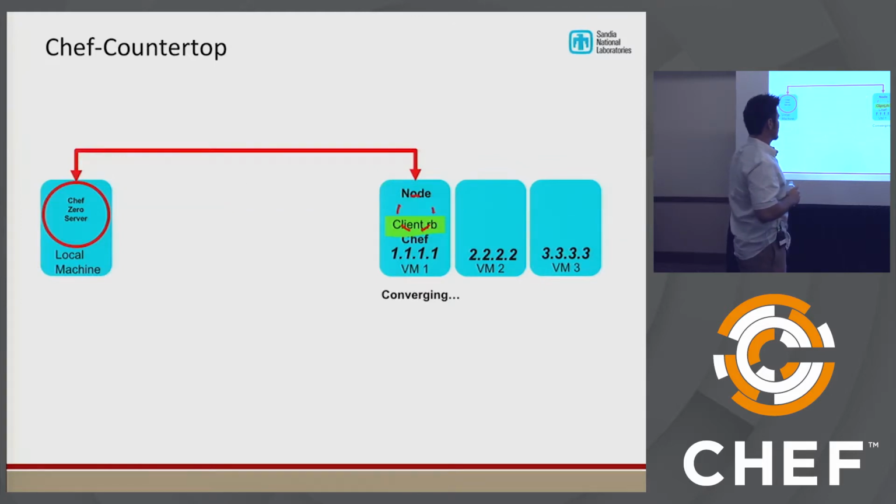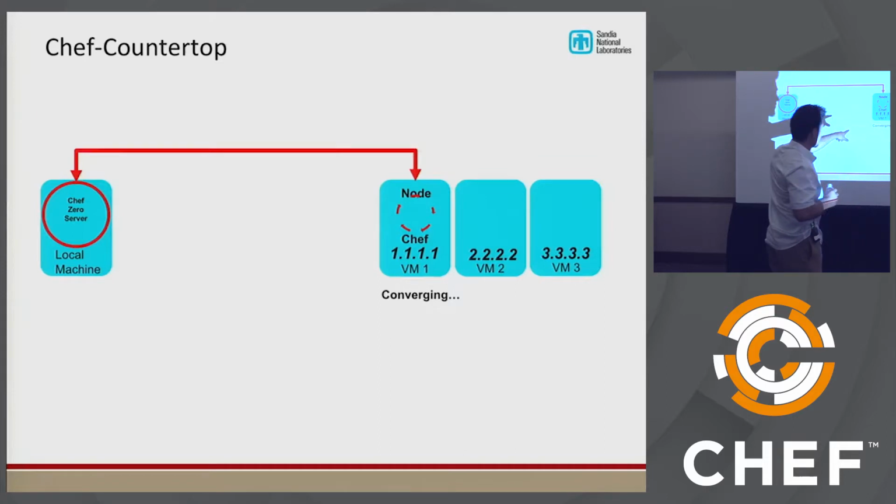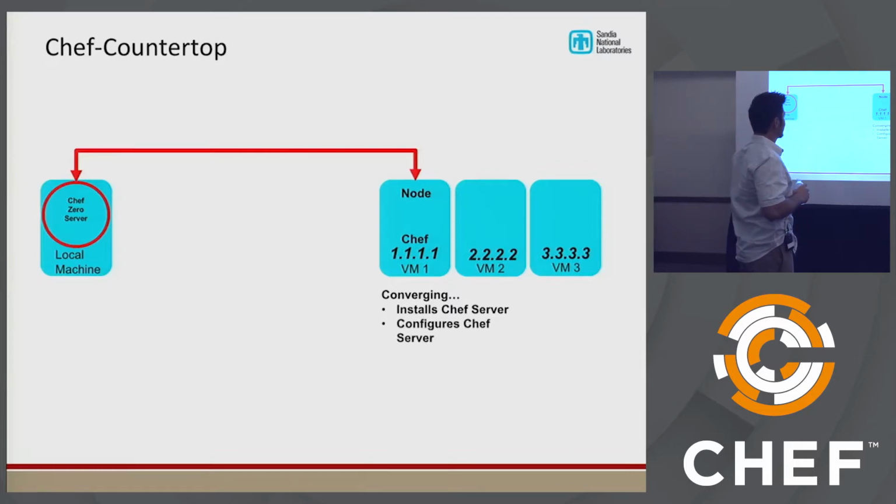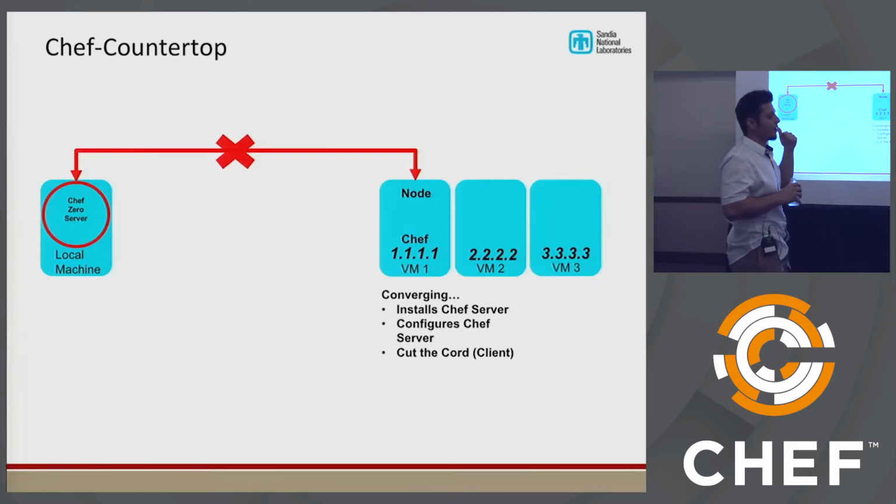So when it starts converging, it's going to try to converge with the recipe inside Chef countertop that is dictating its role. So the first machine is supposed to be a Chef server. So when it starts converging, it starts converging on the Chef server recipe. And right now it's acting as a node, and your workstation is the server. So install Chef server, configure Chef server, and then after it's done with that, it's going to cut the cord by removing the client RB file.